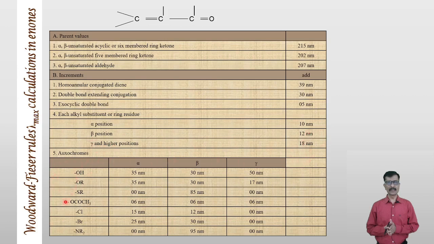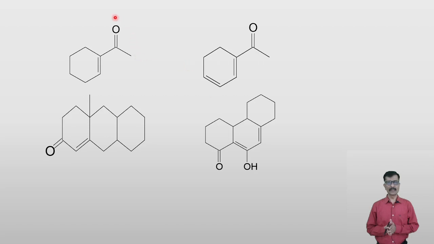Similarly, for different auxochromes, OH, OR, SR, OCOCH3, chlorine, bromine and NR2, there are values if at alpha carbon, at beta carbon and at gamma carbon. According to their substitution, these additions can be made to the basic values, and the summation of all this will come out to be the lambda max value for this particular compound. So let's look at this.